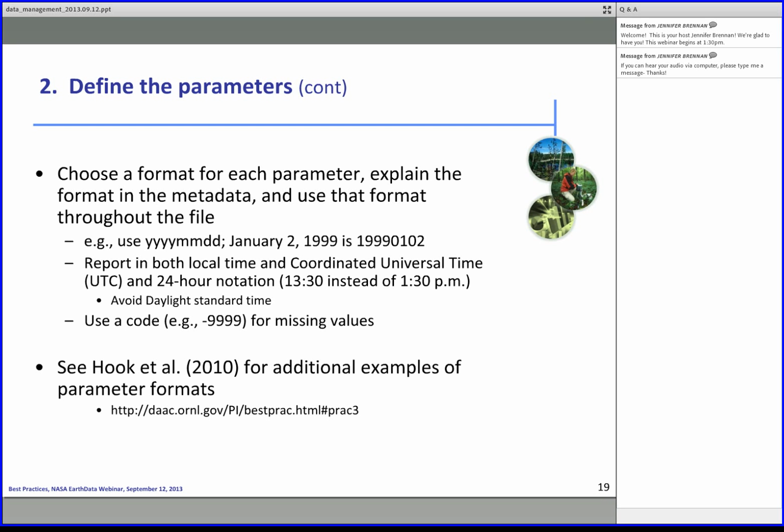We also suggest that you use a code for missing values. If for some reason you don't have a value for a particular observation, let people know that it's missing, so they don't have to wonder if it was deleted by mistake or something else. This last bullet is a document, the Hook et al. document, which is really a nice summary of data management best practices that we suggest you take a look at.